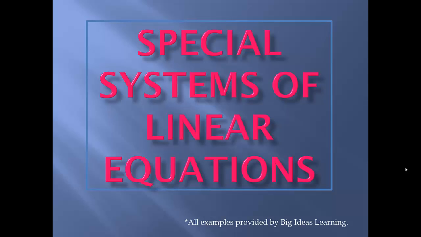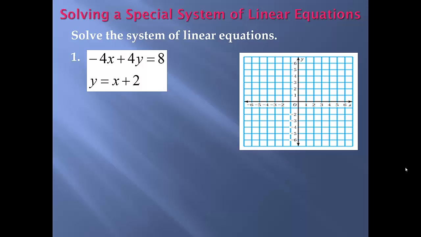Today's lesson is on special systems of linear equations. We're going to go ahead and solve the system of linear equations. So for number 1, our system is negative 4x plus 4y equals 8, and we have y equals x plus 2. Our first step is to write the first equation, negative 4x plus 4y equals 8, in slope-intercept form.